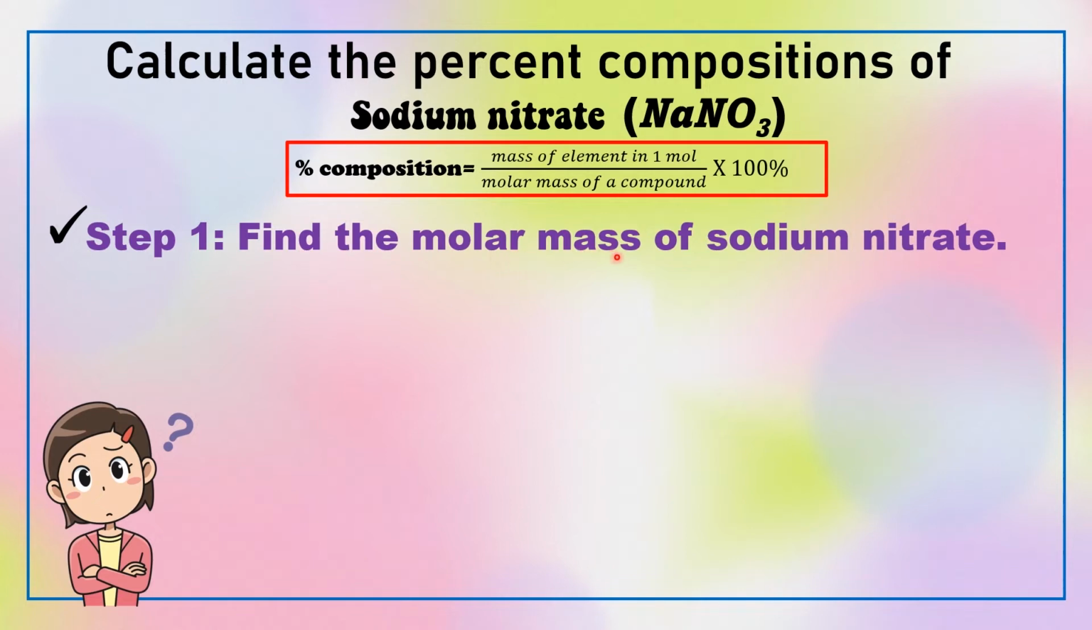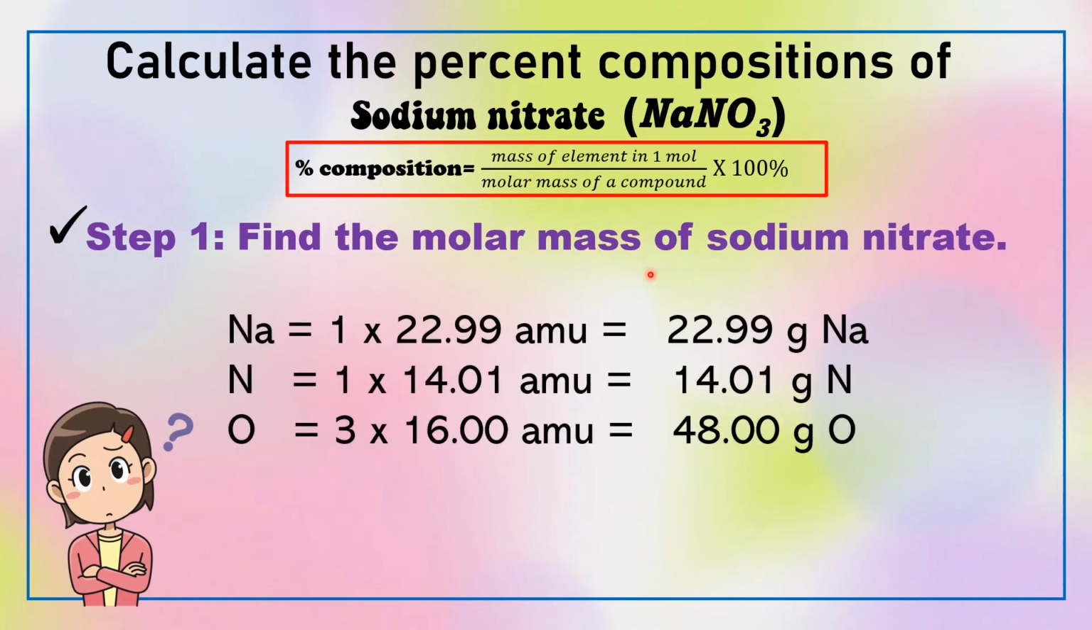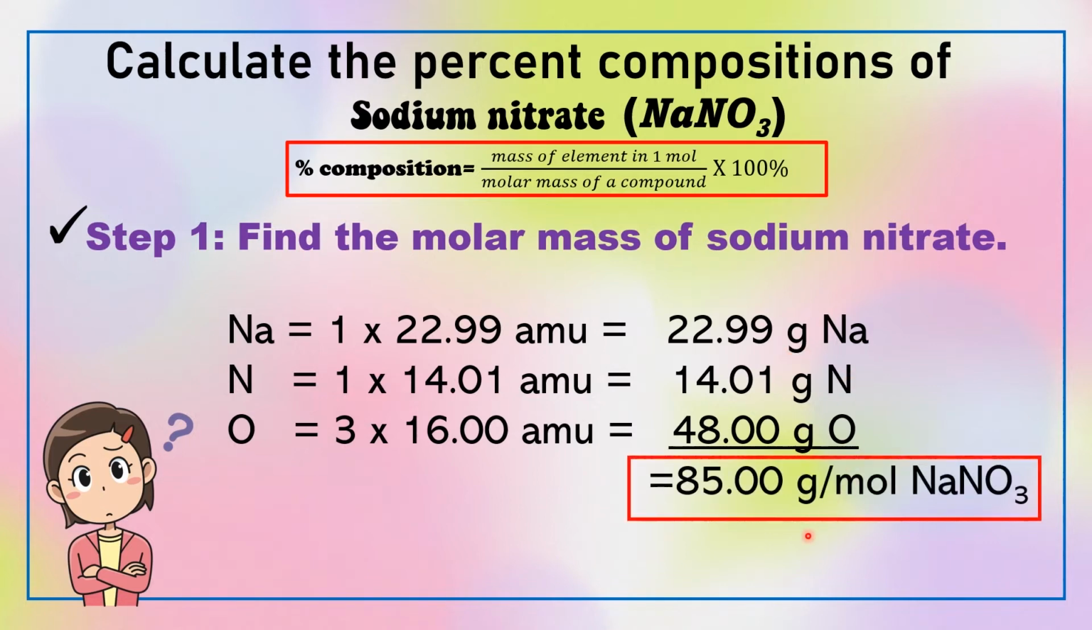First is to find the molar mass of sodium nitrate. First, list down all the elements and then take note of the number of atoms. For sodium, that's only 1. Nitrogen, also 1. And oxygen is 3. Then, multiply it by the atomic mass found in your periodic table. Next, get the product and then get the sum of all the products. So, the molar mass of sodium nitrate is 85 grams per mole.